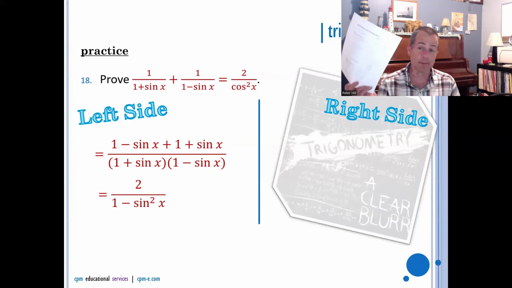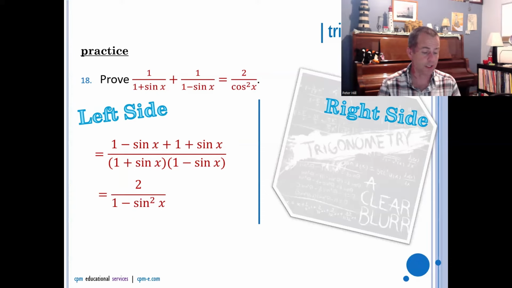Again, I'm just using my Pythagorean identities on my formula sheet. If sine squared theta plus cos squared theta equals 1, then I could bring that sine squared theta over and say cos squared theta equals 1 minus sine squared theta. Okay, that is allowable to do. You're allowed to manipulate the formulas that you have on your formula sheet.